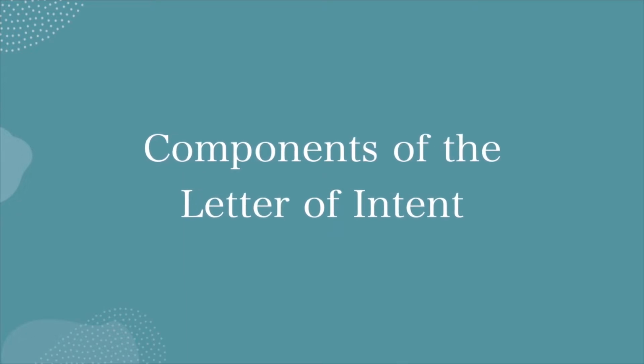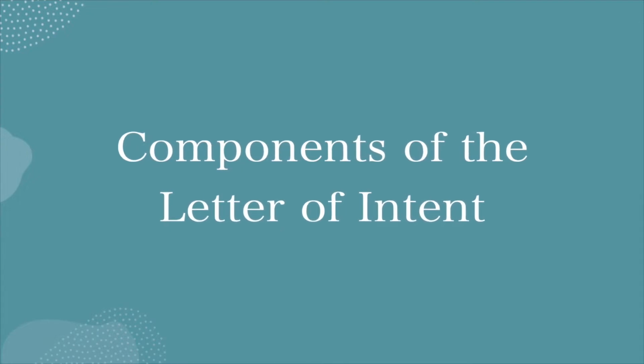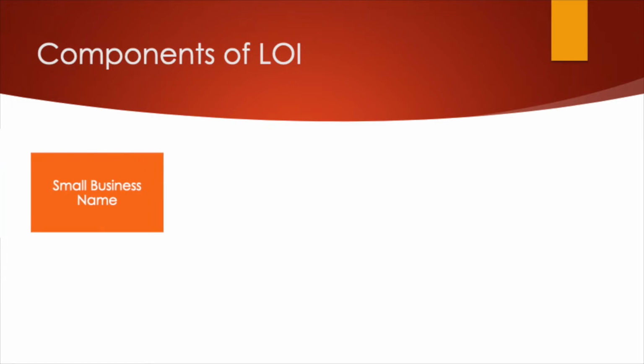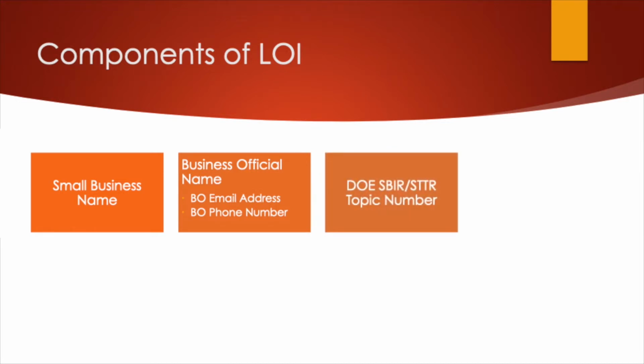The letter of intent is a pretty important document. There are a number of components that must be in the letter of intent. First things first, put the date and the line for regarding, or RE for short. The regarding line should state letter of intent. The next line is the name of your business. Next, put the official contact information for your business, such as the email address and phone number. The Department of Energy's topic and subtopic number and category name should go on the next line.